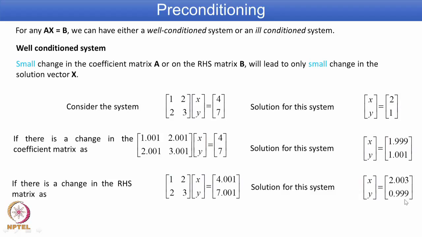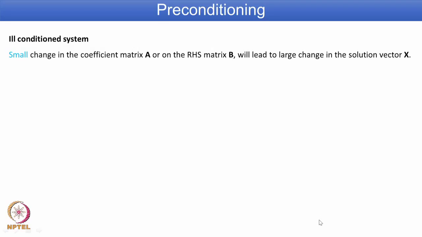So, you can observe for this example, if you make a small change either in the coefficient matrix or on the right hand side matrix, it results only in a small change in the solution matrix. Let us take another example to understand what an ill conditioned system is. In the case of an ill conditioned system, any small change in the coefficient matrix or the right hand side matrix will lead to a large change in the solution vector.